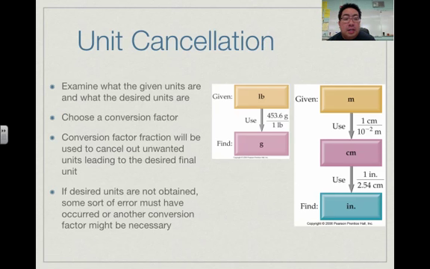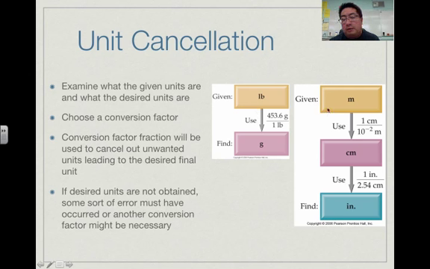Unit cancellation: the way we do that is we examine what the given units are and what the units of the final answer are supposed to be, and then we choose conversion factors or find a source of ratios that we can use to do our problem. Then we take the conversion factor and set it up in a fraction in such a way that units cancel out, leaving us with what we want, or getting us on our way towards what we want to find. Sometimes we might need to use more than one conversion factor in order to get the answer we want.